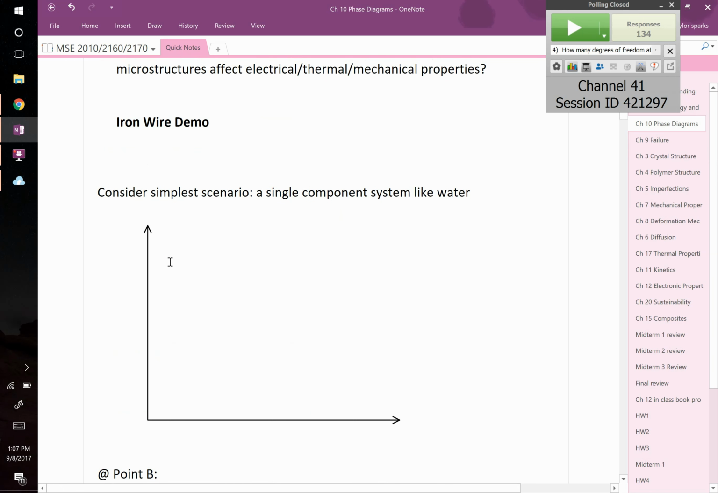So let's talk about this one. Let's consider the simplest scenario we've got, which means just one component, pure water. As I increase temperature or as I increase pressure, I can change what phase the water is present in. You've got solid, liquid, and gas, or we call it ice, water, and vapor, or steam, whatever you want to call it.